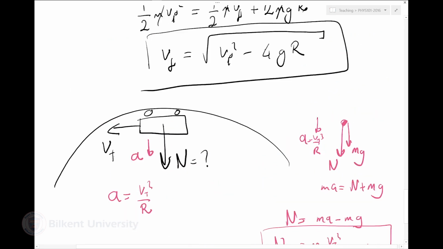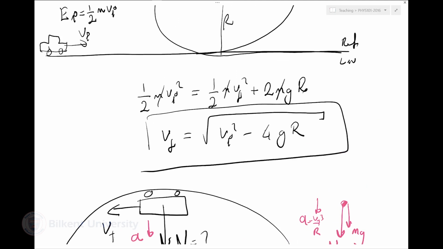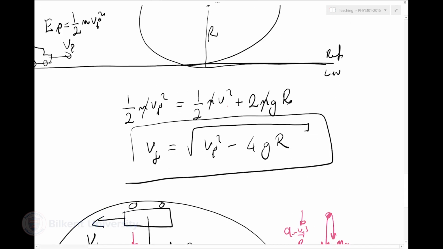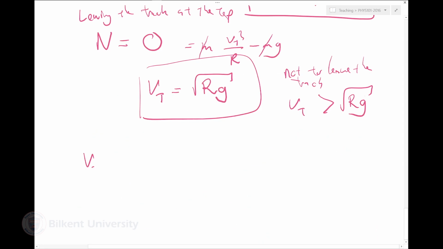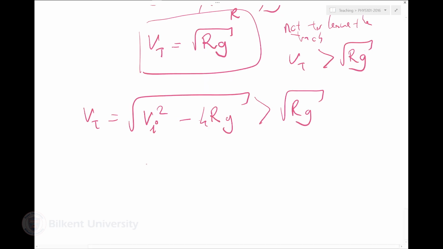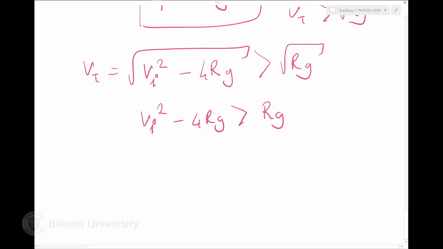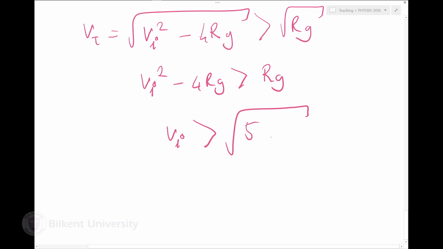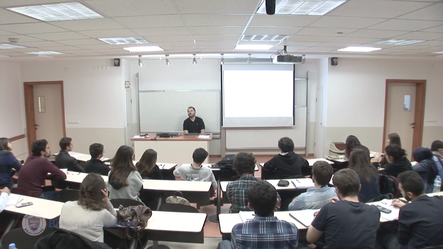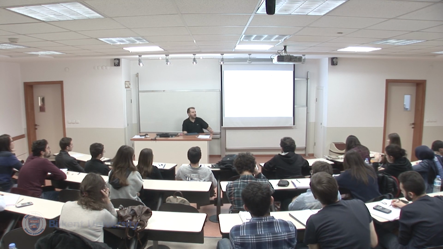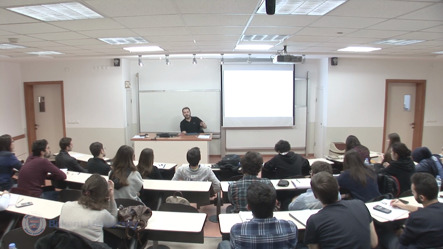Did we actually express Vt in terms of my initial velocity? Yes, we did. I somehow called it not Vt but Vf. Should be T. So I'm just writing this down. Vt, which is square root of V initial squared minus 4rg, right? Should be larger than square root of rg. I can take the square of both sides. Vi squared minus 4rg must be larger than rg. So my initial velocity must be larger than square root of 5 times rg. If I send this toy car with a velocity larger than this value, it will actually pass through.